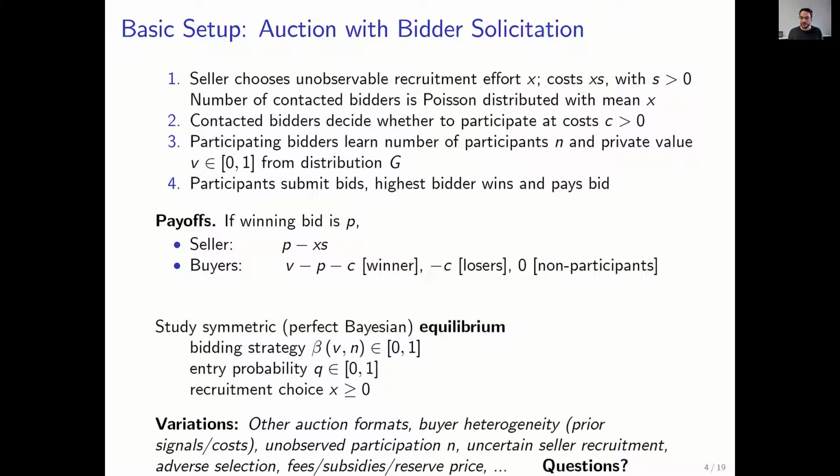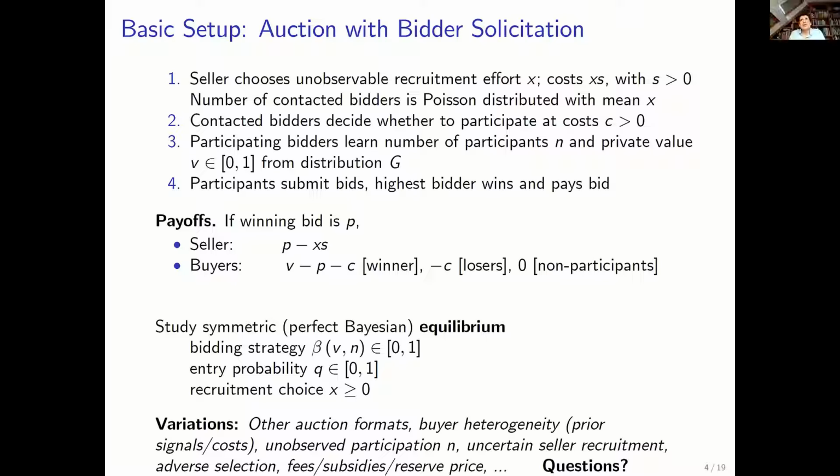Okay, is the model clear? The seller first chooses a recruitment effort X that translates into a stochastic number of bidders with mean X. A higher expected number of contacted bidders comes at a higher cost. The contacted bidders don't know how many other bidders are contacted. They have to decide whether they want to participate or not, based on their equilibrium knowledge of how many other bidders get contacted, and based on their anticipation of how many other bidders will participate and how they will bid. And then the bidders participate in a first price auction, with observable participation for now.